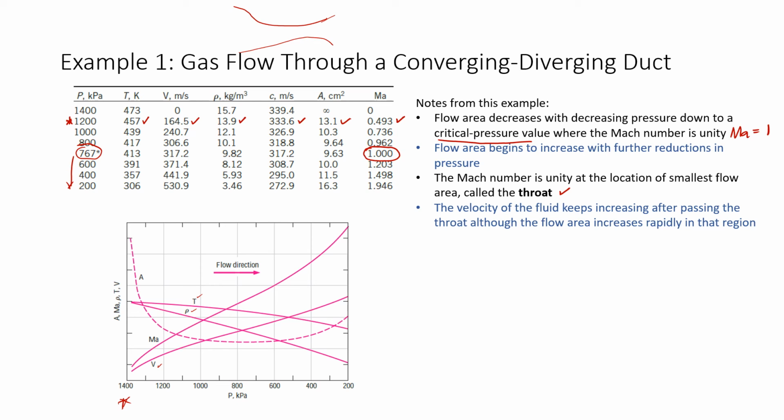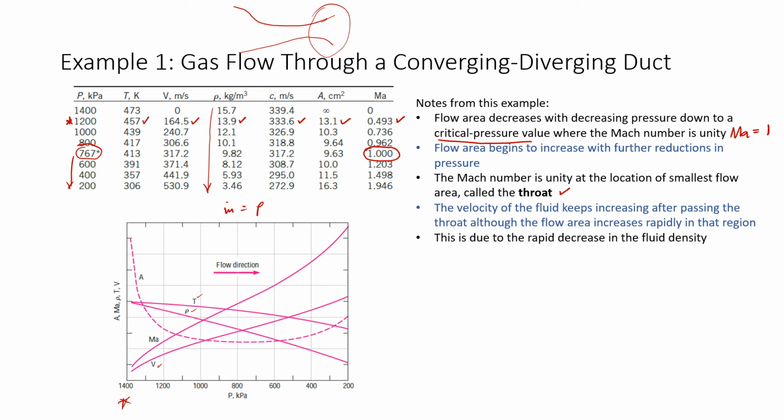When we were studying incompressible fluid, a diverging duct would slow down the flow. But for compressible fluids like this gas, CO2, we get such an effect. That's the whole point of this example, to show you the effect. So the velocity will keep increasing quite rapidly too. It actually reaches 530.9 meters per second. This is due to the rapid decrease in fluid density. If you look at density, it decreases all the way.